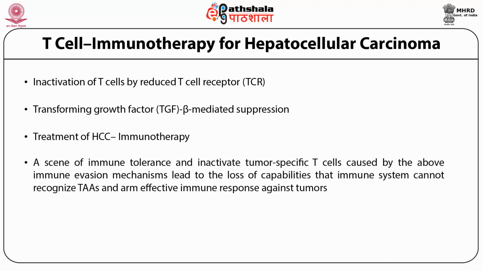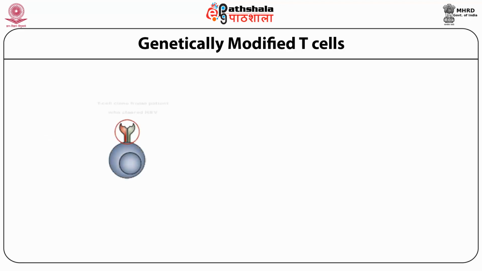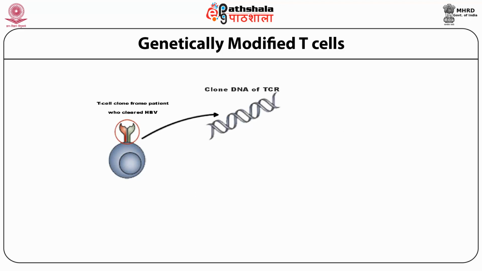Immune tolerance and inactive tumor-specific T cells caused by the immune evasion mechanism lead to the loss of capability, so the immune system cannot recognize tumor-associated antigens and mount an effective immune response against tumors. Therefore, cellular therapies are being generated for HCC. Genetically modified T cells can be generated as cellular therapy.